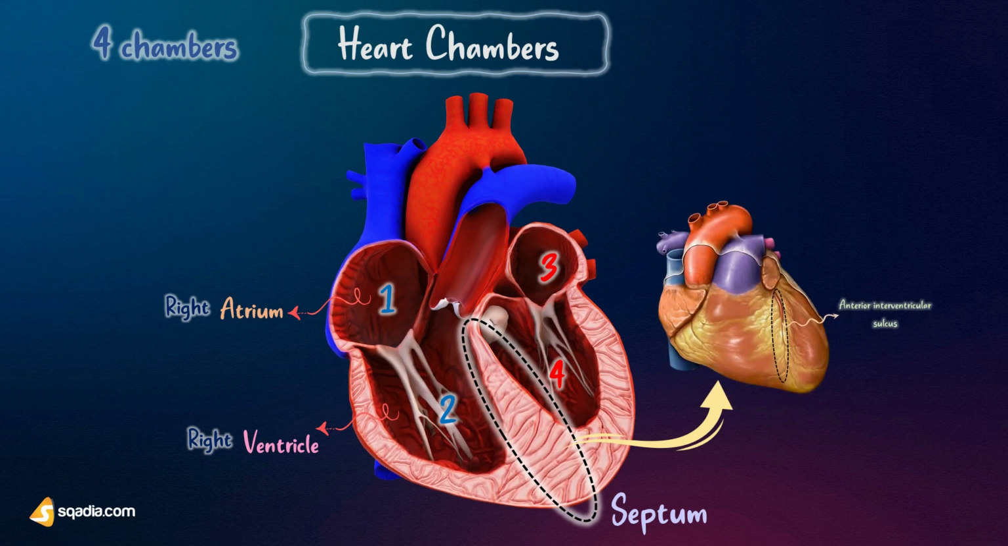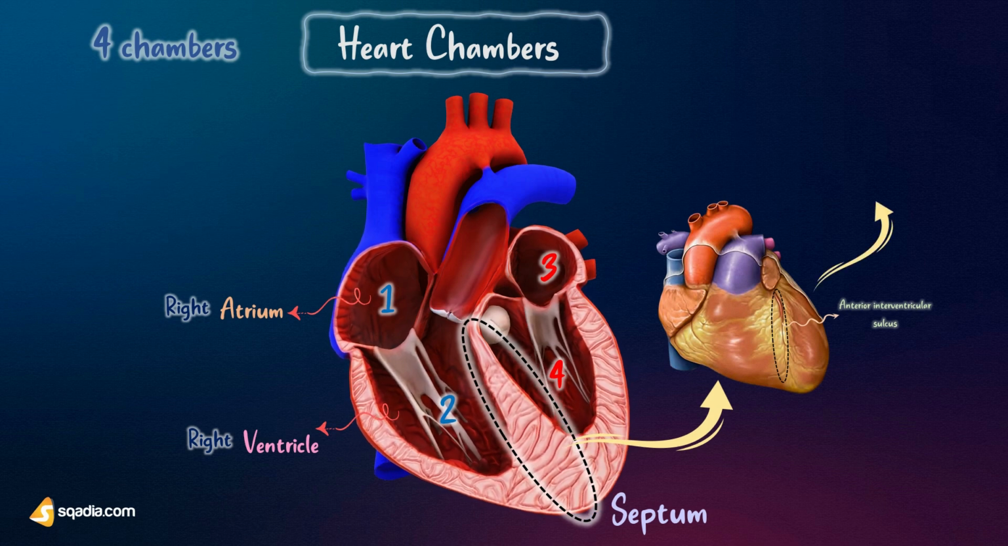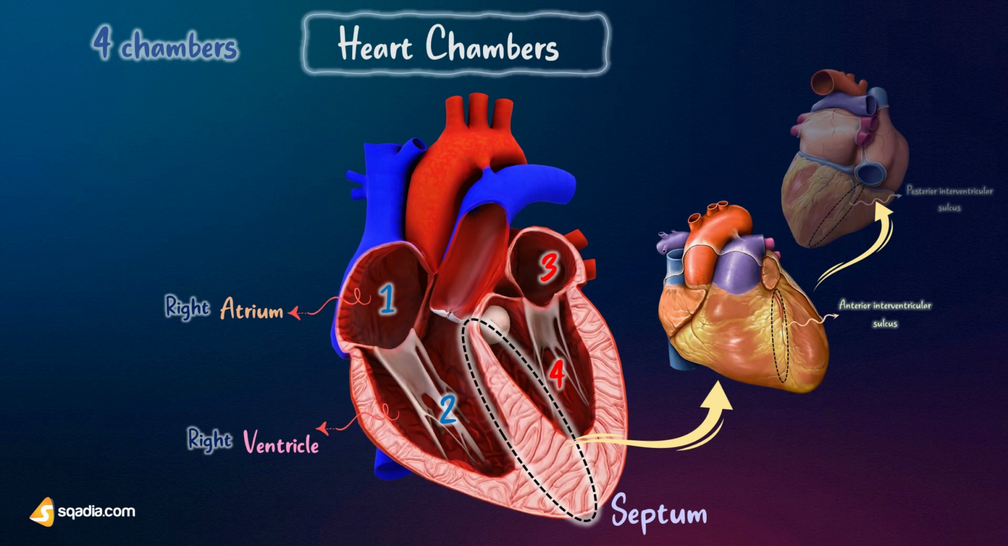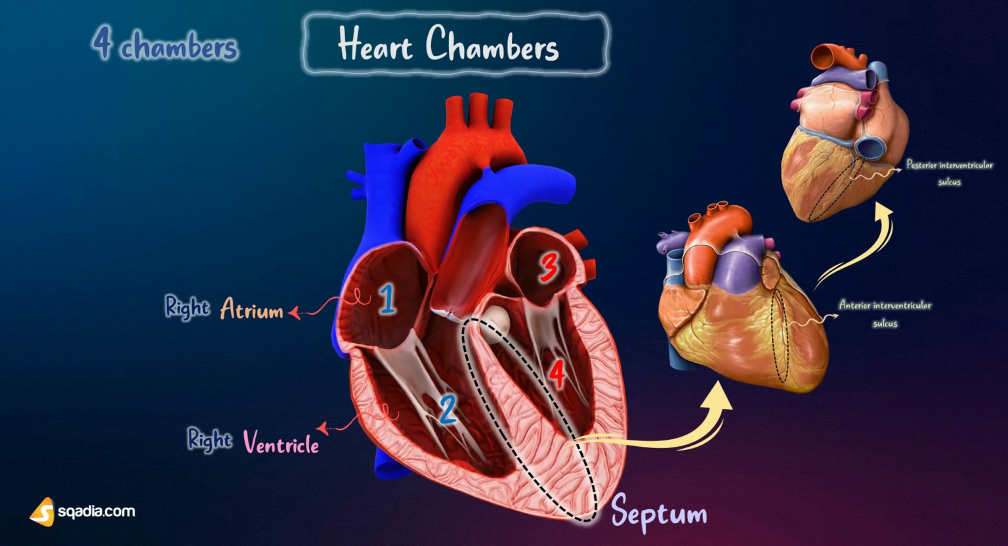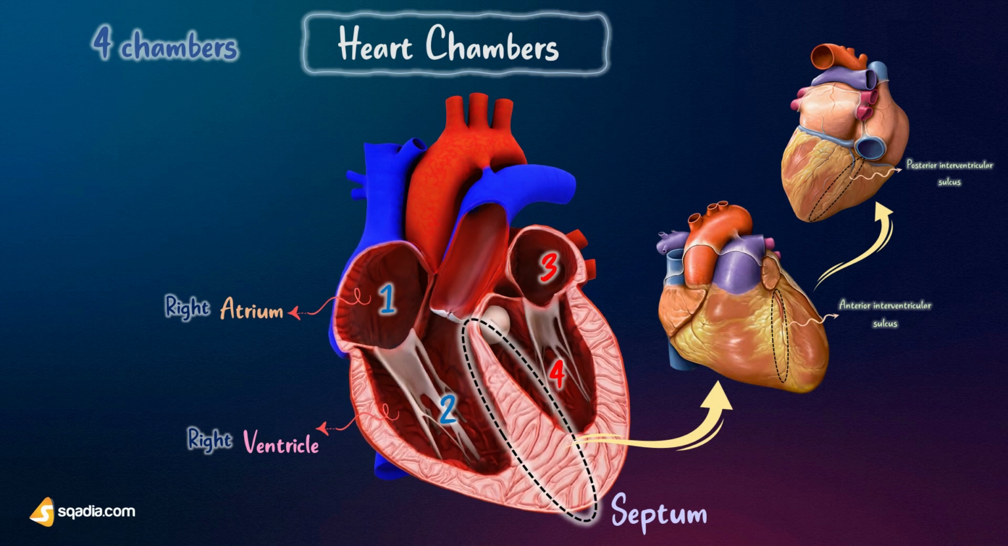The area where the septum separates the right and left ventricles is marked on the heart surface by the anterior interventricular sulcus. This groove cradles the anterior interventricular artery and continues to become the posterior interventricular sulcus. This sulcus is visible on the posterior inferior surface of the heart.